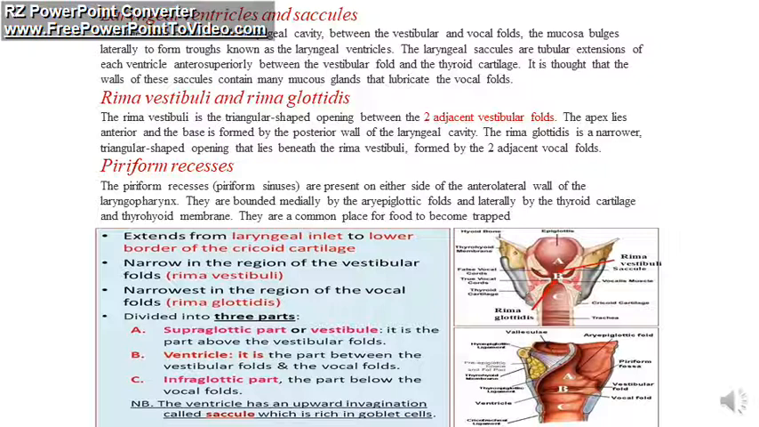Look here. Subhanallah al-Azim. This is the vocal cord here, and this is the rima glottidis, which represents the real gate to the trachea.